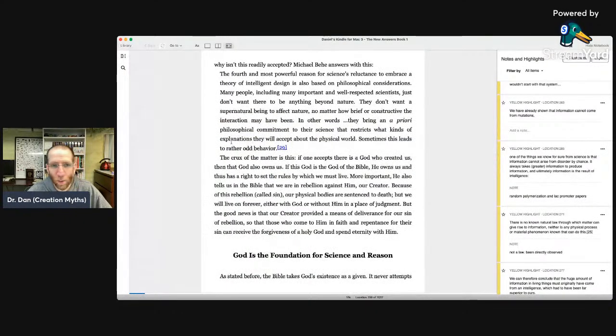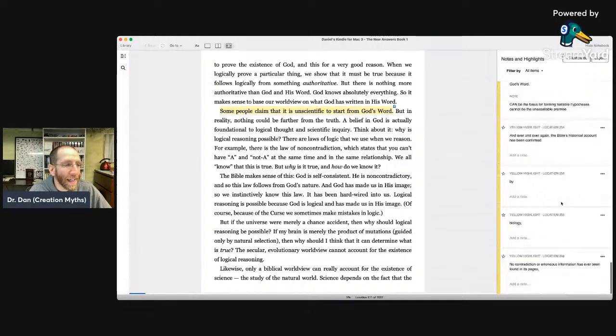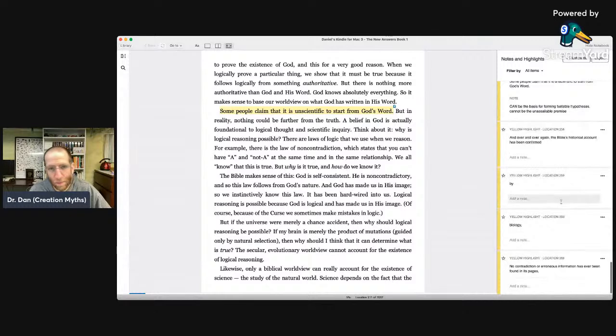So now it gets into a lot of religious stuff, and I don't have anything to say about that. That may actually be the end here. Here we go. Some people claim that it's unscientific to start from God's word. And it can be, but it doesn't have to be, right?